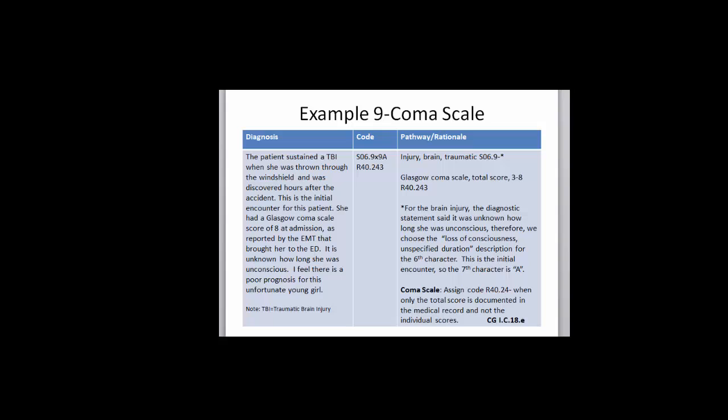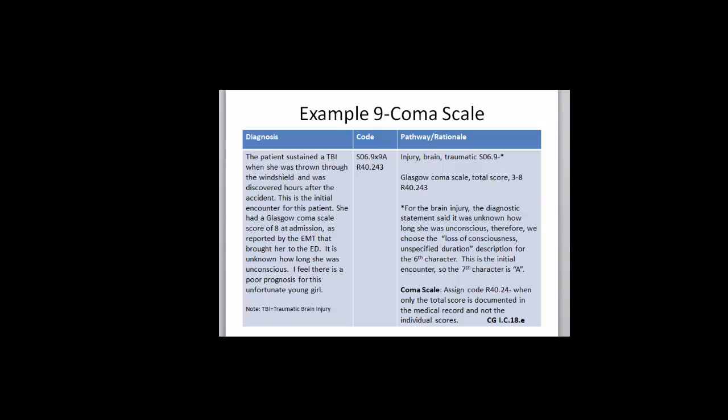So we code the brain injury. I've walked you through how we get those codes, and the Glasgow-Coma scale with a total score. In this case, her total score was 8. It falls within the range of 3 to 8. And when you look in your alphabetical index, you'll see the ranges there. The lower the score, the poorer the outcome.